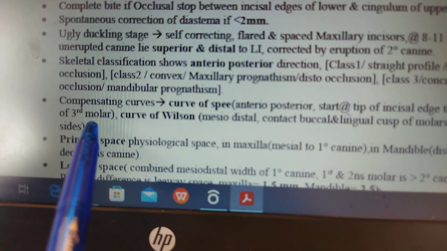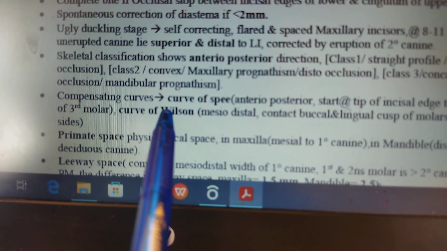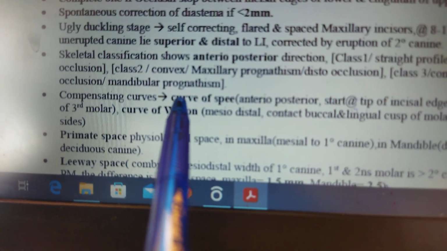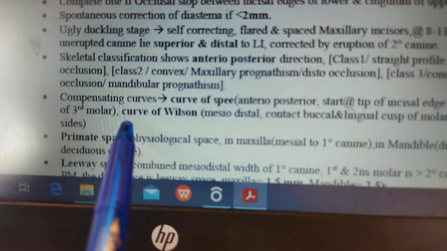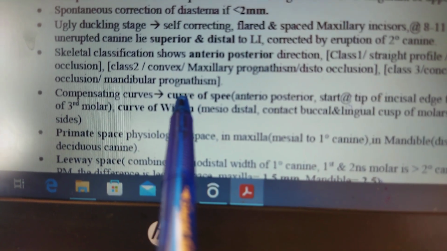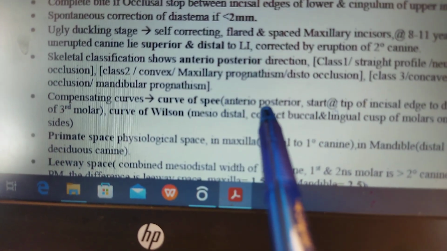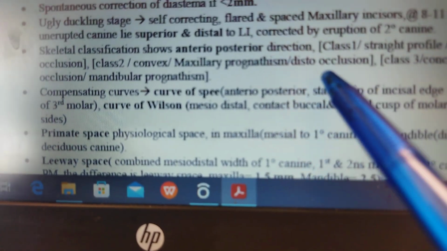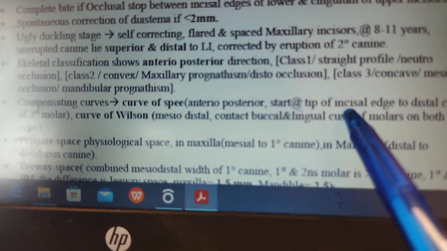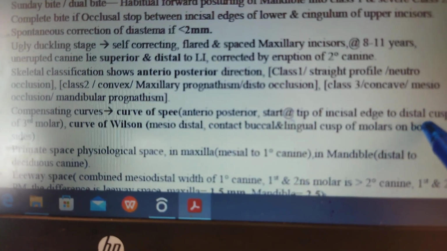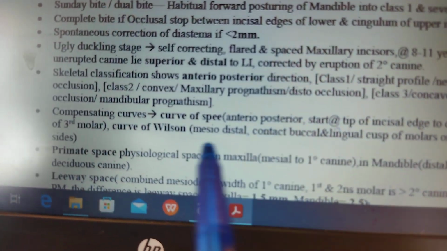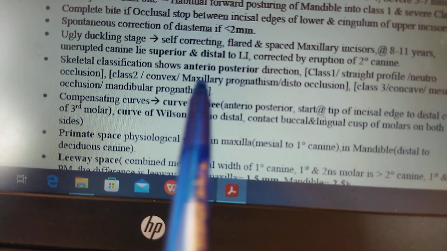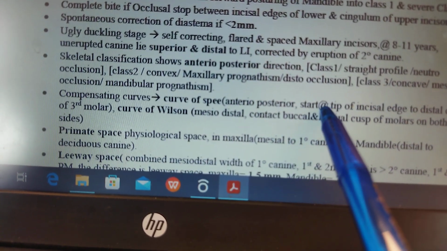Now see compensating curves. Compensating curves are of two types: curve of Spee and curve of Wilson. What is curve of Spee? Curve of Spee is anteroposterior. It starts at the tips of incisal edges and runs to the distal cusp of the third molar.